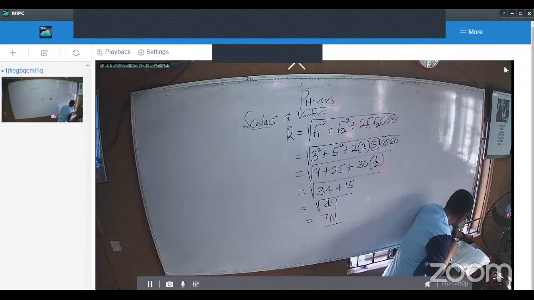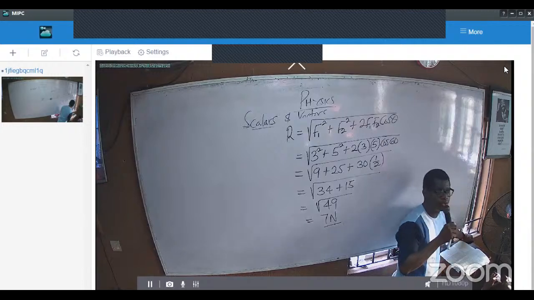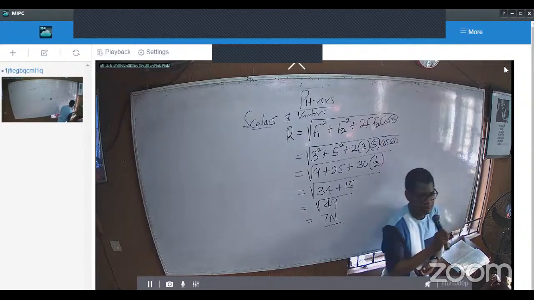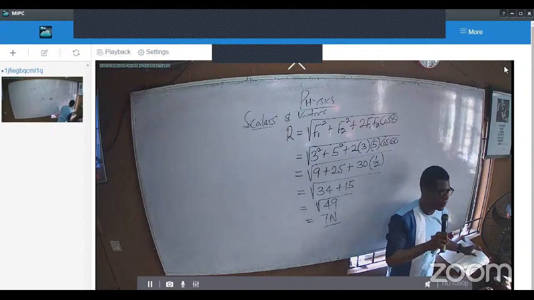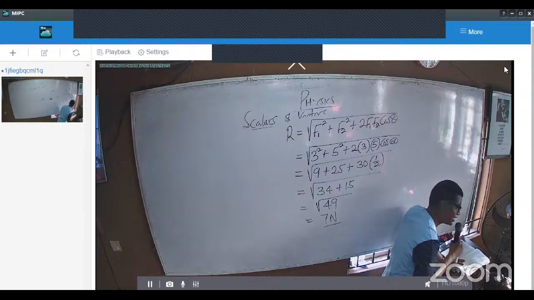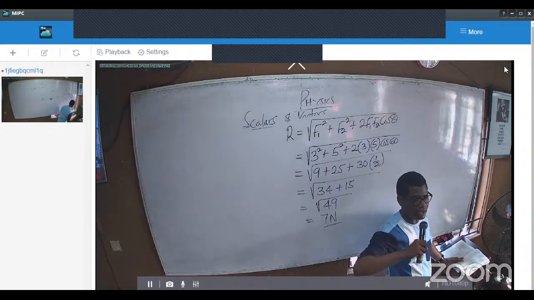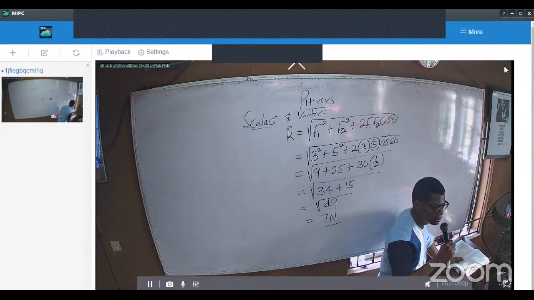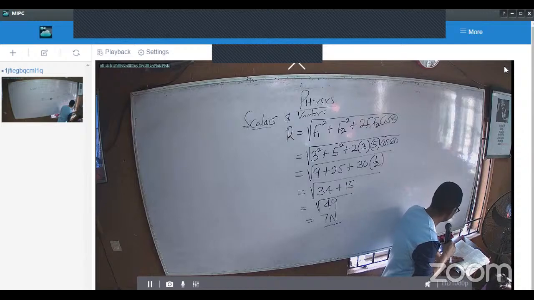A boy traveled 8 kilometers eastward to a point B, and then 6 kilometers northward to another point C. Full stop.